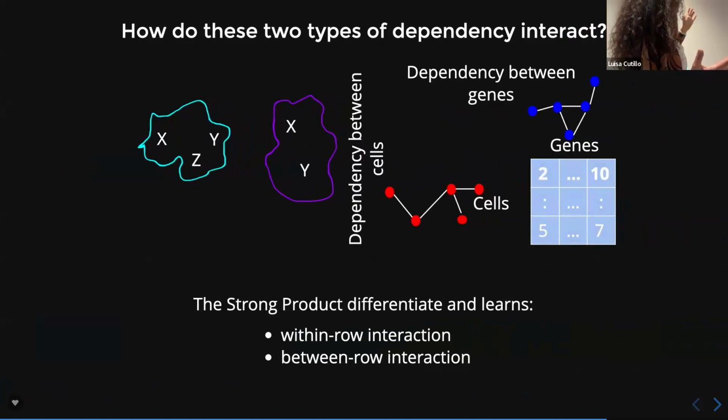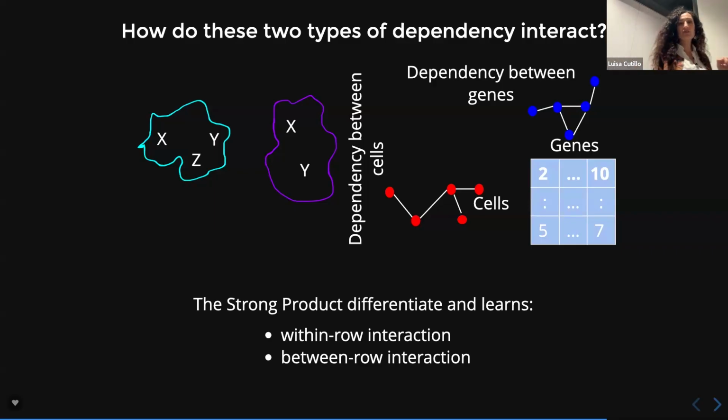We've seen so far that we estimate the dependency between cells and the dependency between genes with this conditional independence, and we have used the Kronecker sum. But what kind of dependencies between genes are we actually modeling? Let's look at this example where, imagine those two colors are two different cells, and we have 3 genes there, X, Y, and Z.